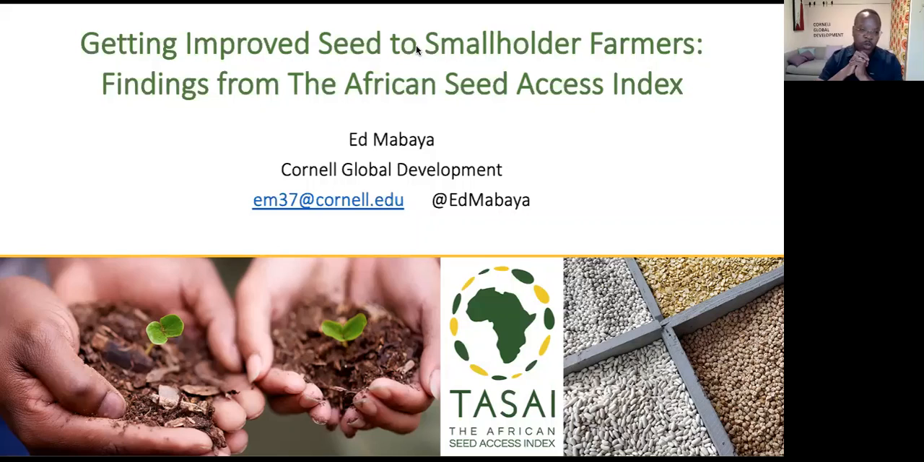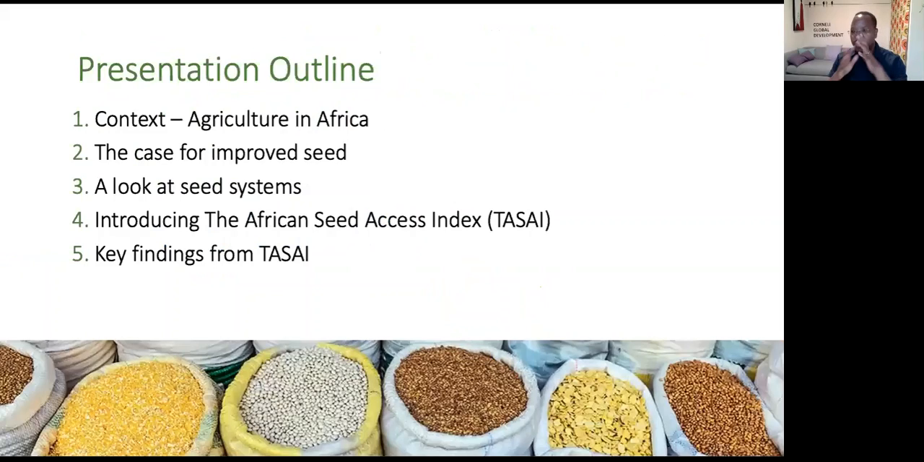But I'm going to be talking to you today about getting improved seed to smallholder farmers in Africa, sharing some findings from the African Seed Access Index. This is a topic that is near and dear to my heart, that I've been doing some work in this space for the last about 15 years or so. So the outline of my presentation is going to be structured somewhat as follows. I'll give you the context or problem statement of agriculture in Africa. Then I'll try to make the case here for improved seed. I know some of you might have an agricultural background, some of you might not, but I really want to make a strong case of why we should look at improved seed.